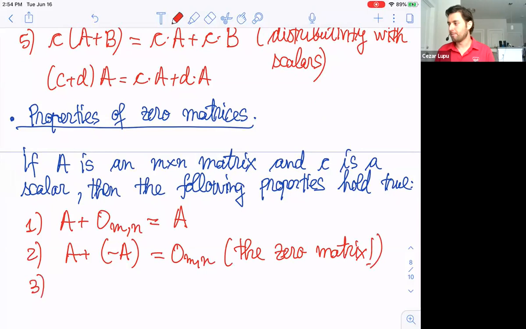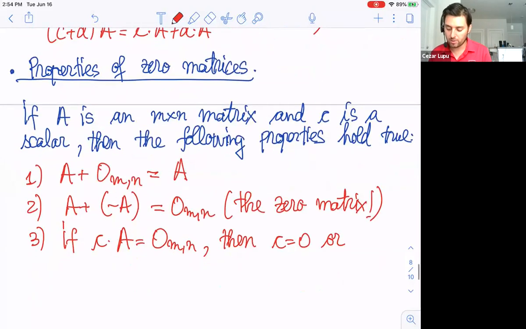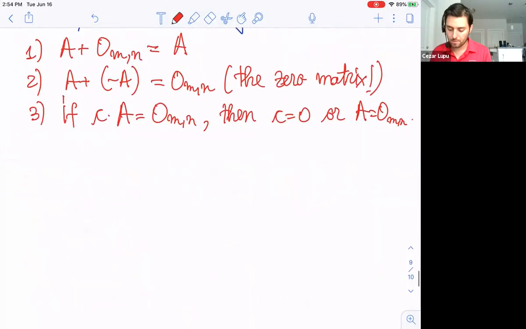The third property is the following. If a scalar times a matrix is the null matrix, this is a very important property, then C equals 0, the scalar is 0, or the matrix itself is 0, A is 0 mn. So these are the properties.